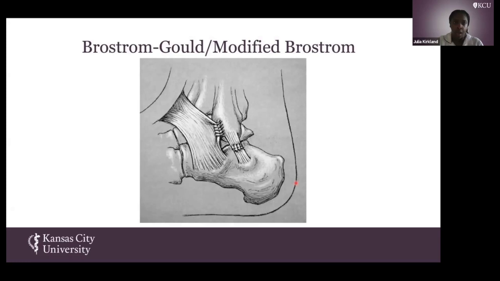And then next we have the Broström-Gould procedure. This is the one that's more commonly used. In this procedure, you take the inferior extensor retinaculum and use it to reinforce the repaired damaged anterior talofibular ligament, or attach it directly to the anterior talofibular ligament remnant at the lateral malleolus, which you can see here.